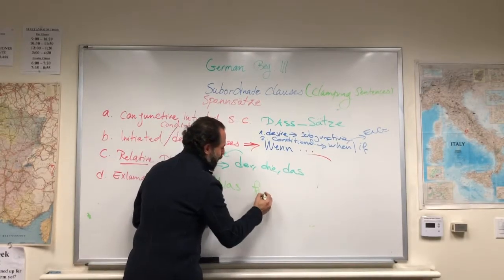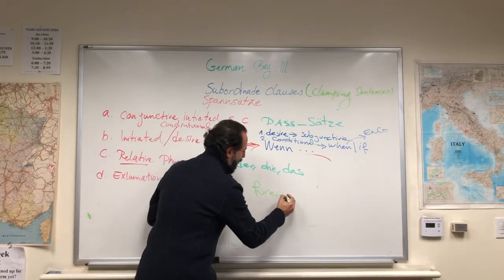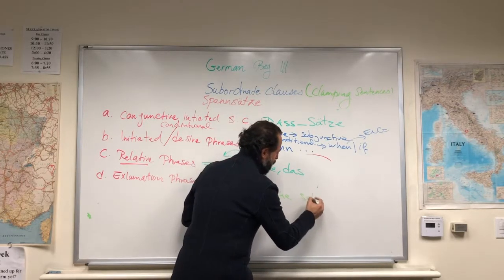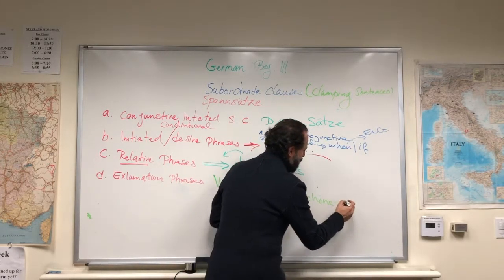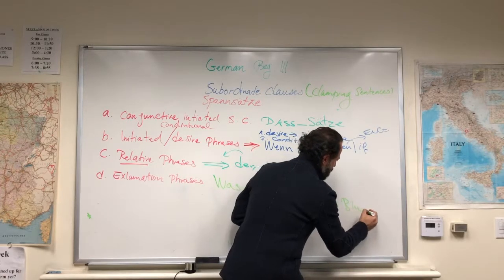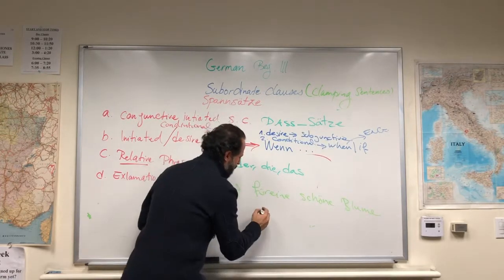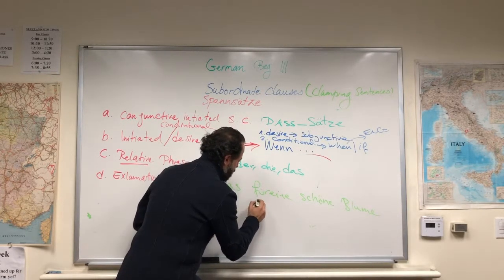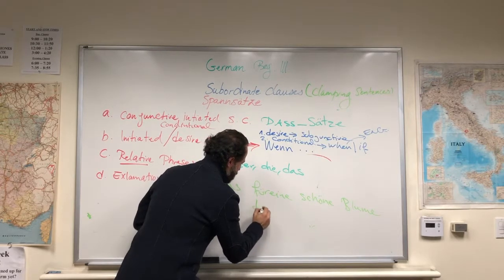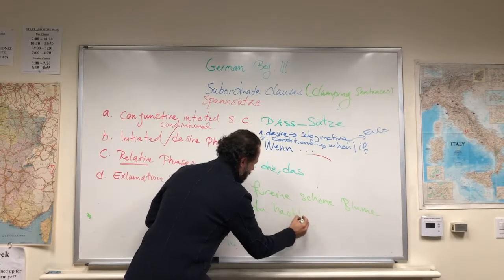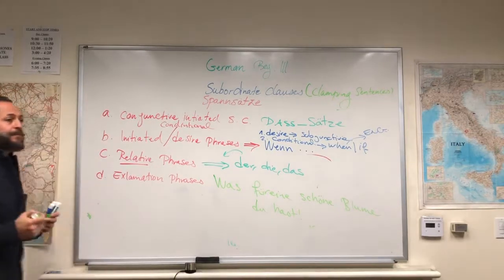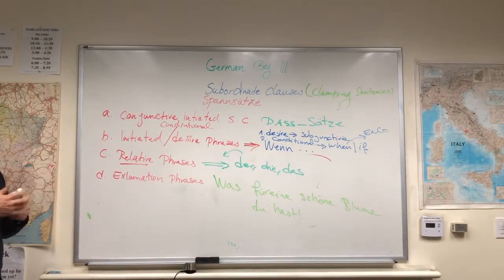Was für eine schöne Blume du hast. Was für eine schöne Blume du hast. Right? What a beautiful flower you have. As you see, the verb comes at the very end.